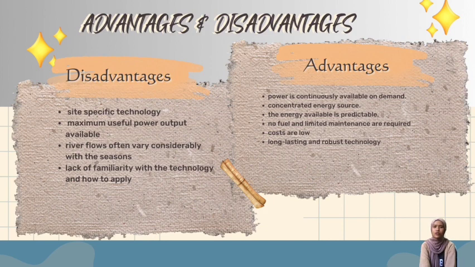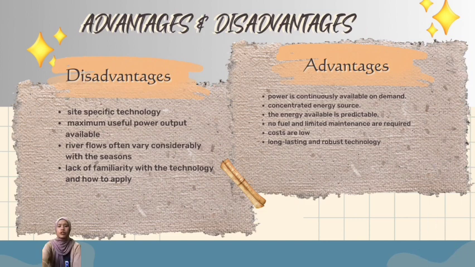For the advantages of hydropower: firstly, the power is usually continuously available on demand. Next, given a reasonable head, it is a concentrated energy source. The energy available is predictable. No fuel and limited maintenance are required, so running costs are low compared to diesel power, and in many cases imports are displaced, to the benefit of the local economy. It is a long-lasting and robust technology. Systems can last for 50 years or more without major new investment.